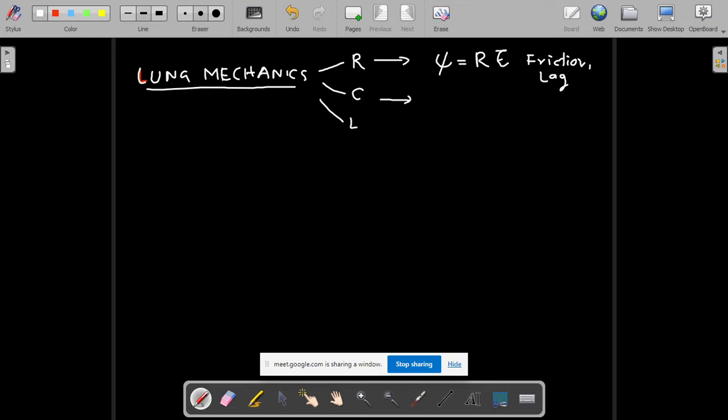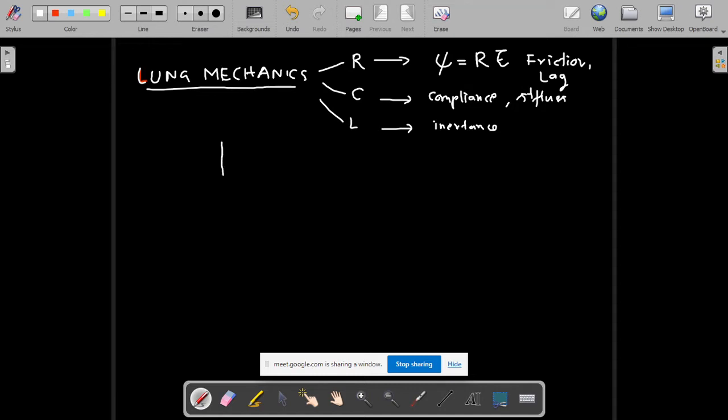Similarly, capacitance in mechanical systems we take as compliance, or the stiffness of the spring. Inertance is another parameter, which is the storage of kinetic energy. So that's what we have seen. From this we gave the basic model for the lung mechanics.